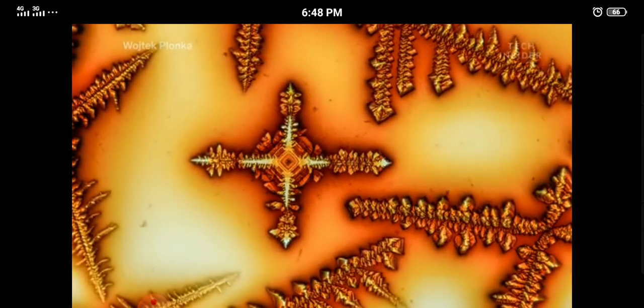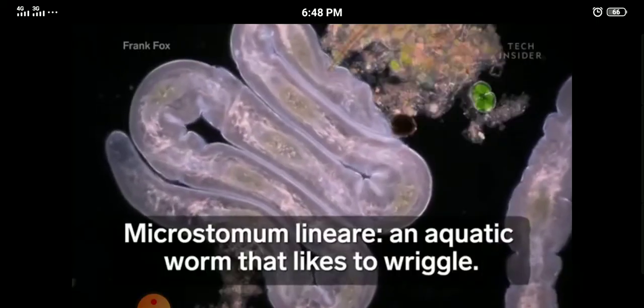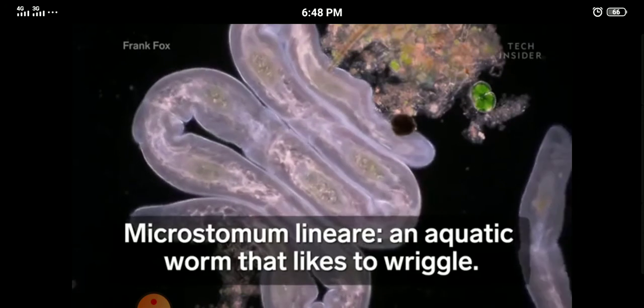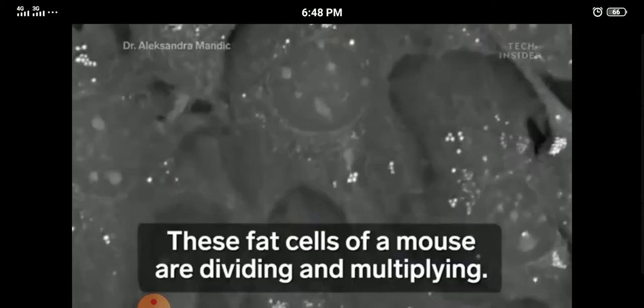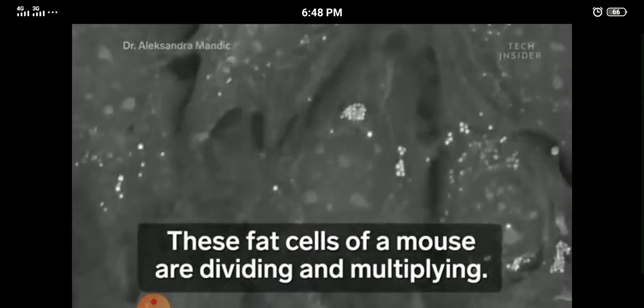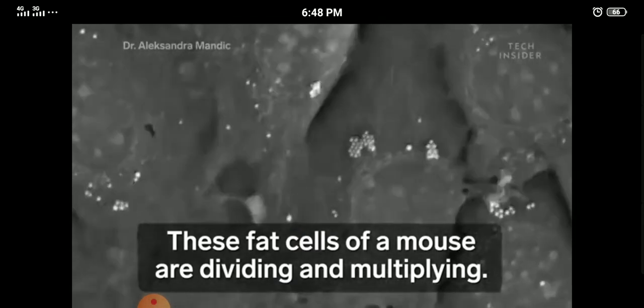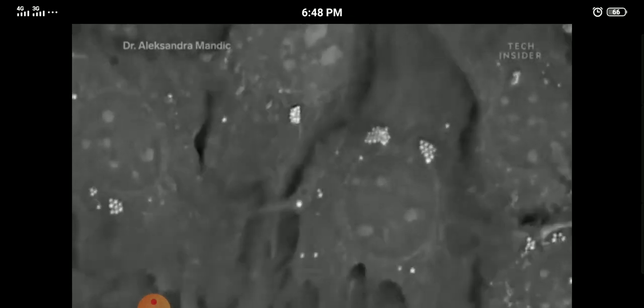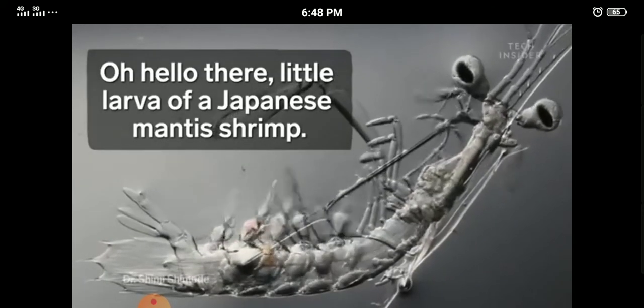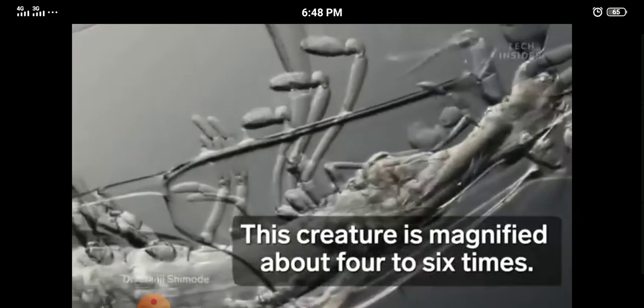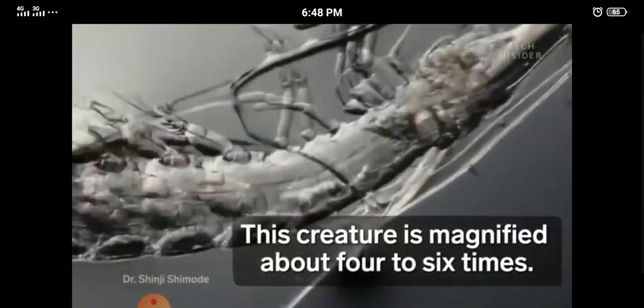You know that when we do evaporation, the water will evaporate. So the crystal shapes were actually formed that way. It's again a worm. You can see fat cells of a mouse that are dividing and multiplying. We can see the mouse but not the fat cells. Japanese mantis shrimp, magnified 6 times. Then we can have this picture. Otherwise we cannot have this picture.